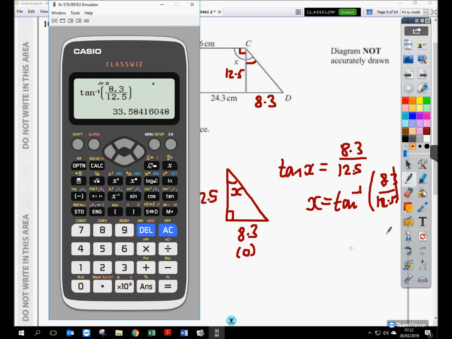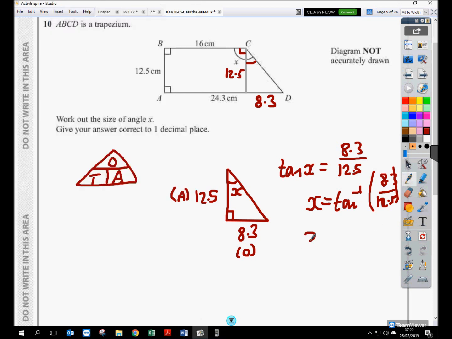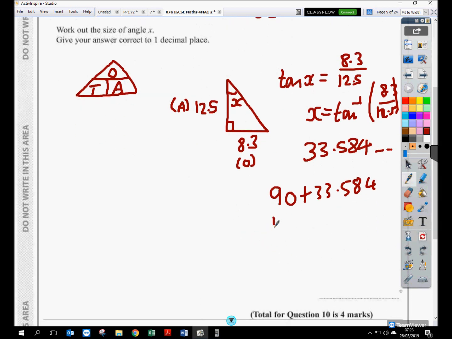Okay, and that gives us 33.584. And then if I add that to 90, plus 33.584, this gives me 123.584. Then give your answer correct to one decimal place: 123.6, which is the final answer.